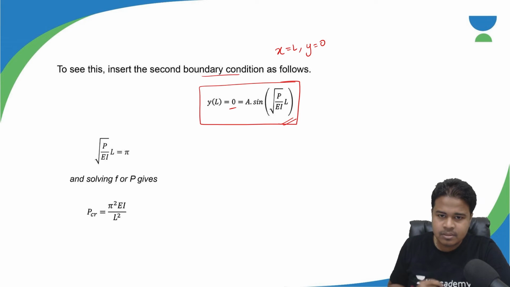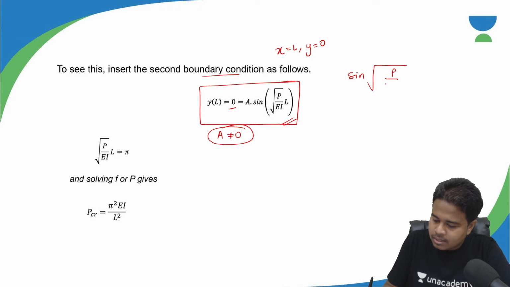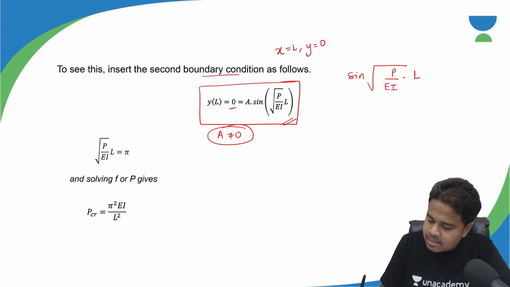Y equals 0 is equal to a sine of root P upon EI into L. Now, see from here, a cannot be equal to 0. That's why sine of root P upon EI into L has to be equal to 0. Remember, this L is outside the under root.